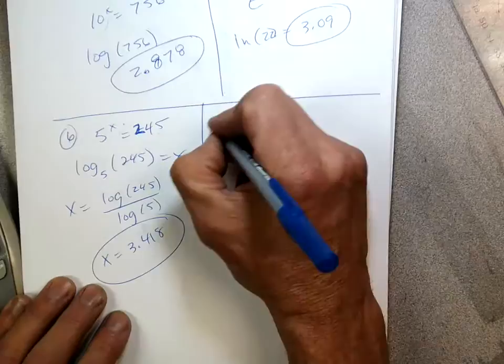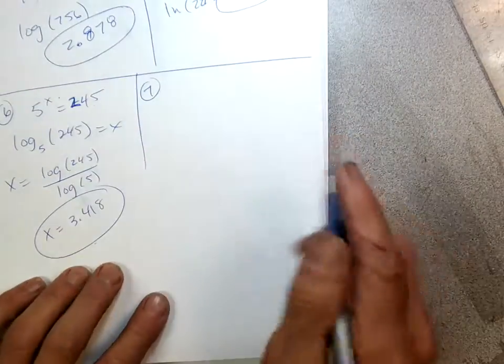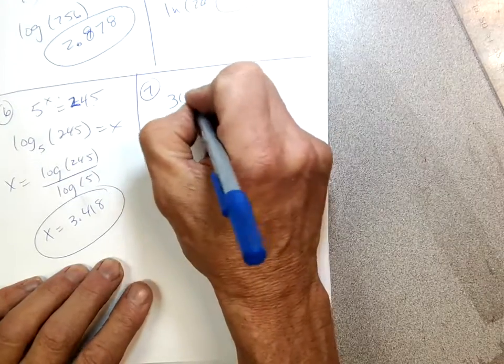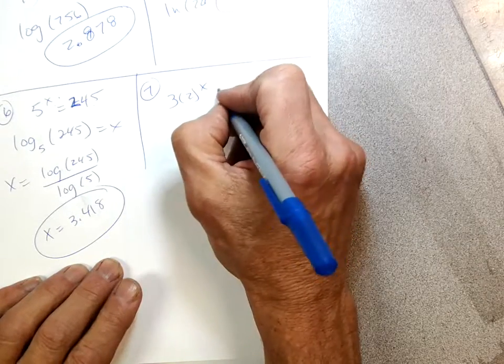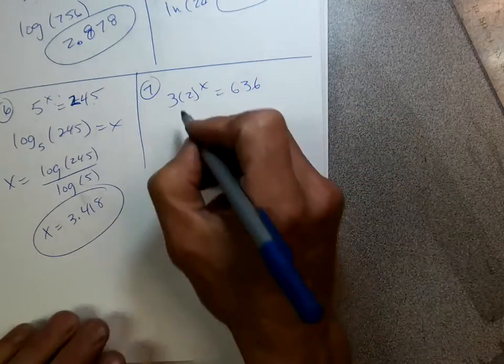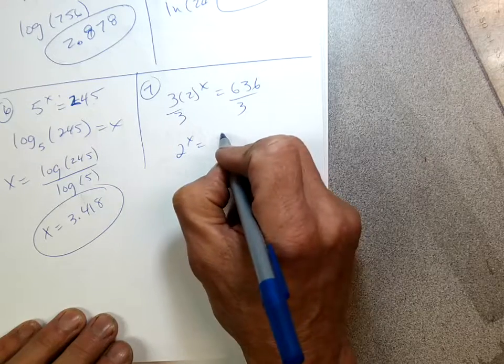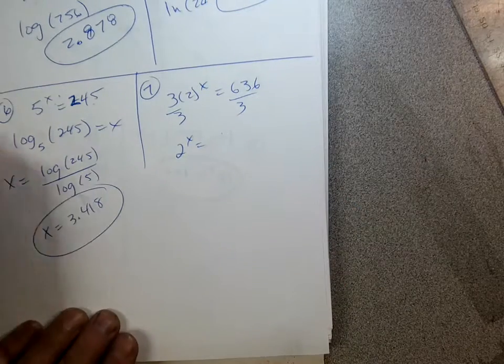7. All right, I'm cruising, huh? Well, I want to get this done, so I can go home. 3 times 2 to the x equals 636. All right, divide by 3 first, right? 2 to the x equals, what is that, 212?